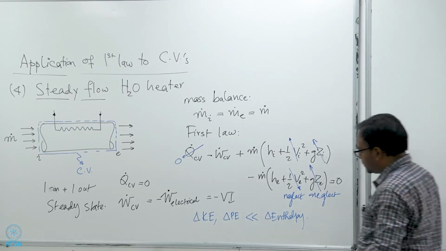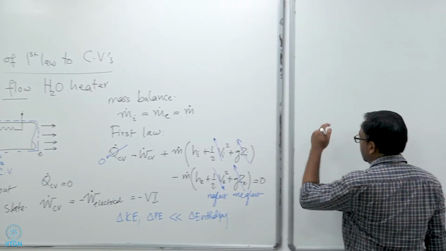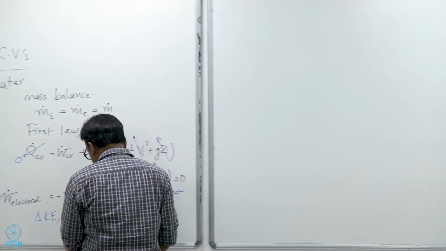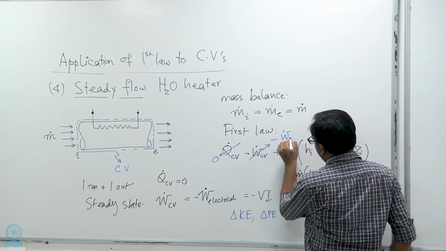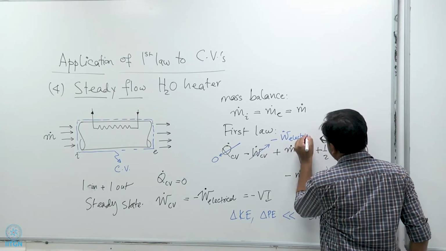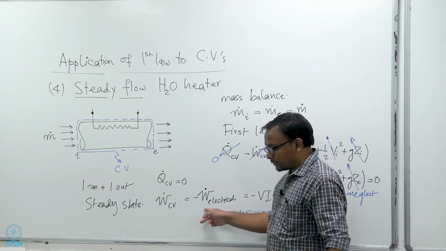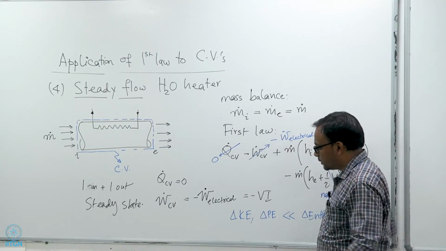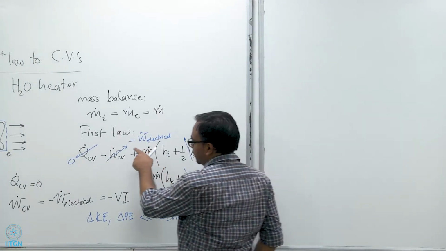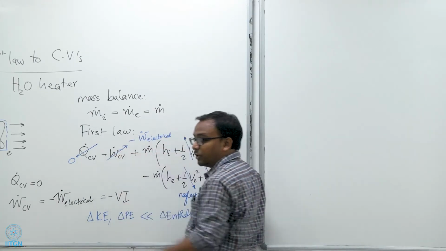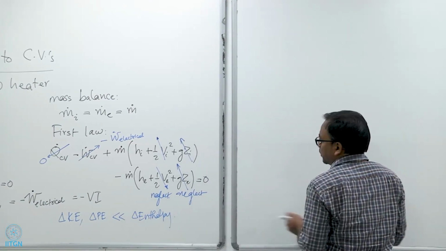So, what I am left with is as follows. Oh, by the way, one more thing: this W dot CV is minus W dot electrical, where W dot electrical is a positive quantity, which is just voltage times the current. And this is a minus sign because, again I will repeat, this is electrical work being done on the control volume.